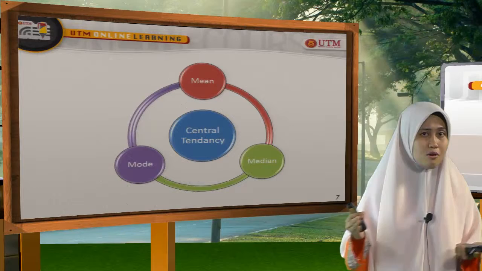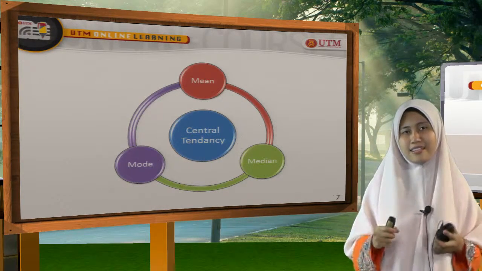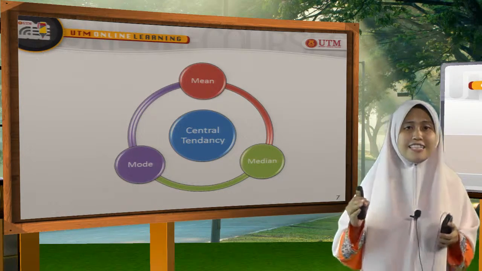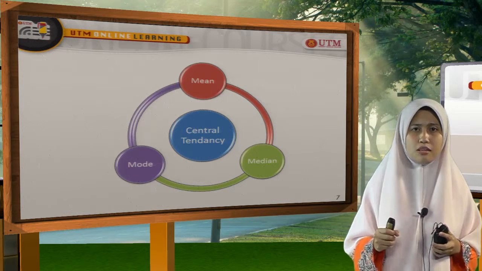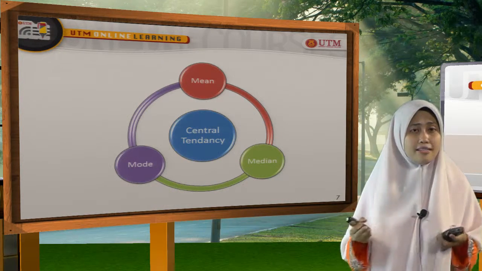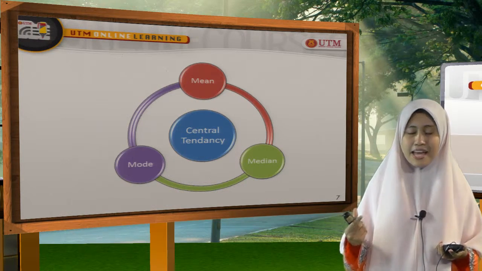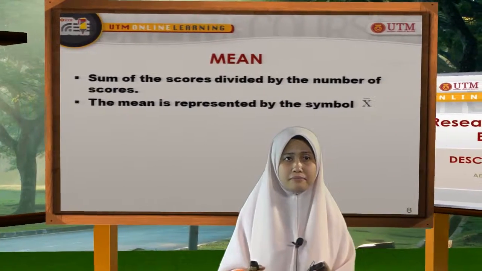Now, let us move to the second type of descriptive statistics, that is central tendency. The central tendency of a distribution is an estimate of the center of a distribution of values. There are 3 major types of estimates of central tendency. They are mean, median, and mode. The first one is mean.